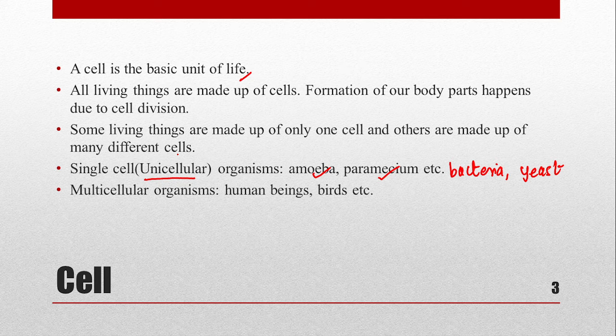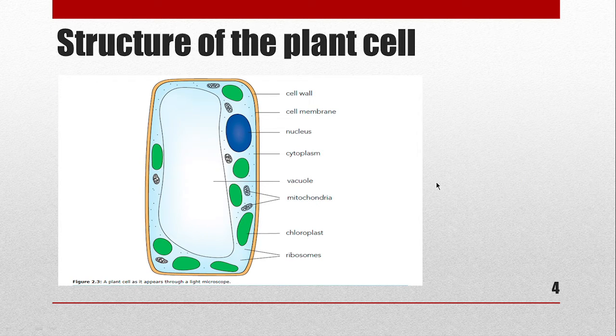And organisms that are made up of many different cells are called multicellular organisms. Human beings, birds, plants, and so on. We have a lot. Alright, so let's look at the structure of the plant cell.